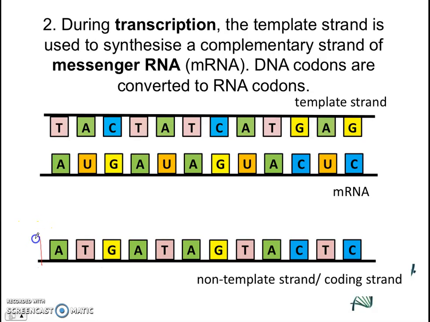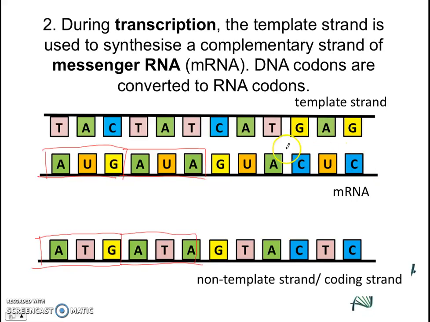Because you can see that the codons on the non-template strand actually match the codons on the mRNA. So the mRNA is really carrying the information from the coding strand. So it's really the coding strand that carries the code for the polypeptide, which the mRNA looks like.